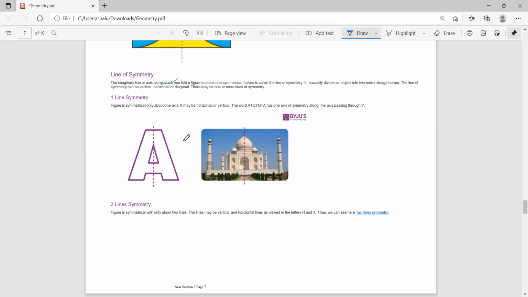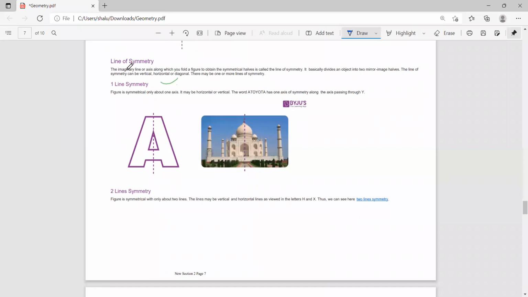Okay, so the imaginary line or axis along which you fold a figure to obtain the symmetrical halves is called the line of symmetry. Okay, and these 2 halves are mirror images of each other. Okay, now move to these, the lines of symmetry.